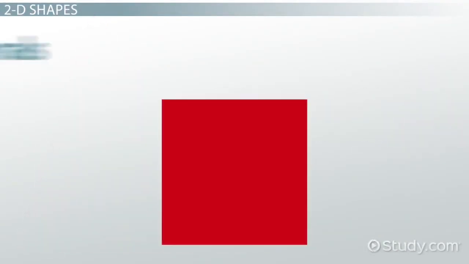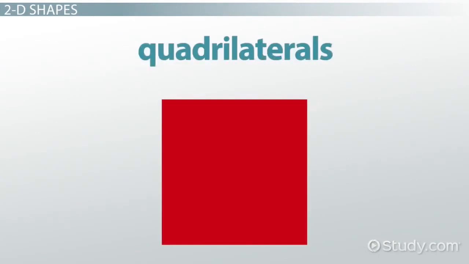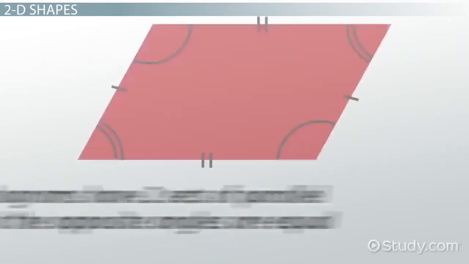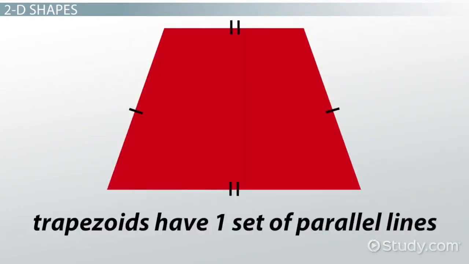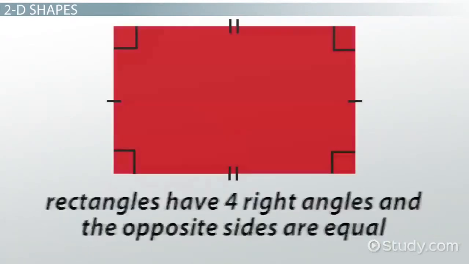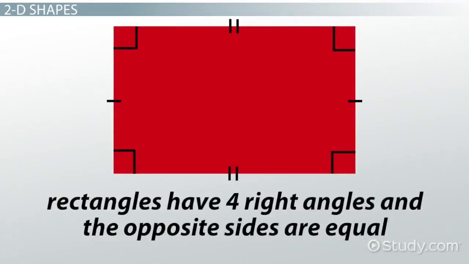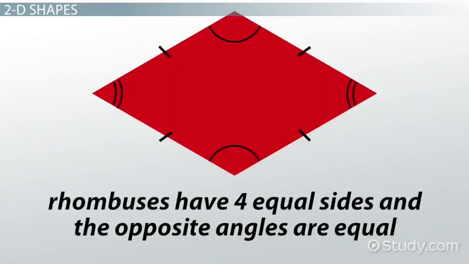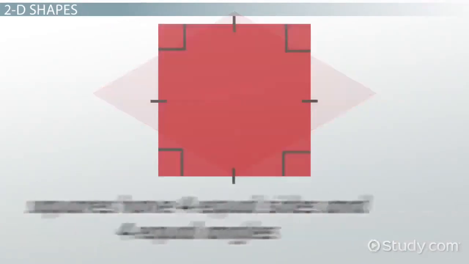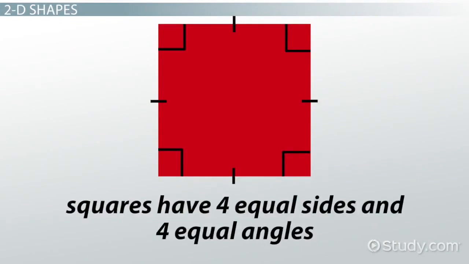There are also many types of quadrilaterals, which have 4 sides. Here are some different kinds. Parallelograms have 2 sets of parallel sides and the opposite angles are equal. Trapezoids have 1 set of parallel lines. Rectangles have 4 right angles and the opposite sides are equal. Rhombuses have 4 equal sides and the opposite angles are equal. Squares have 4 equal sides and 4 equal angles.